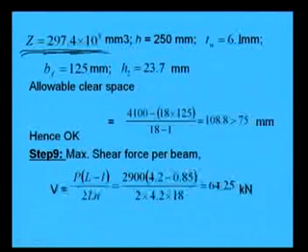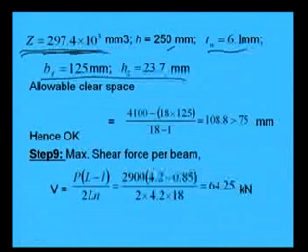H is 250, TW is 6.1 millimeter. These are given in the code for that particular section. BF is 125 millimeter and H2 is 23.7 millimeter. So the allowable clear space will become how much?